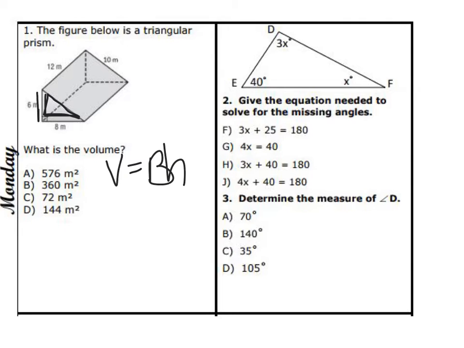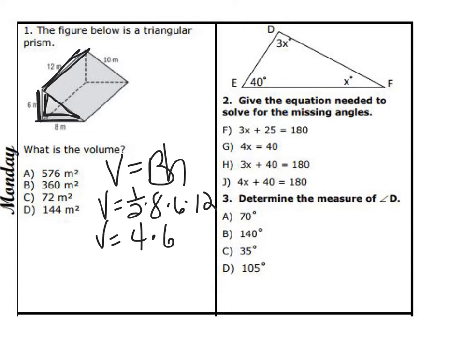Okay, so you have the base and the height. The base is 8. The height is 6. And then the height of the prism is going to be 12. Now that we know the numbers we need to multiply, I could take half of 8, which is 4, times 6, times 12. 4 times 6 is 24. And times 12, we're going to do the math.